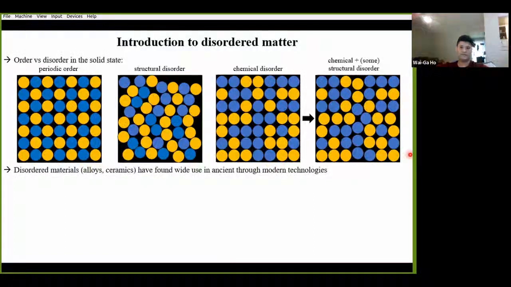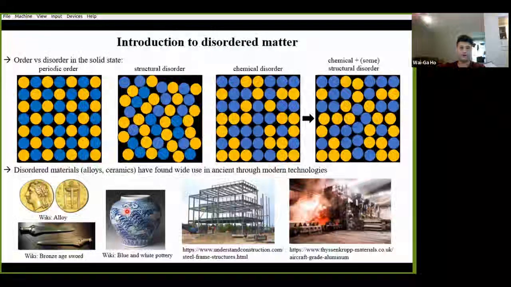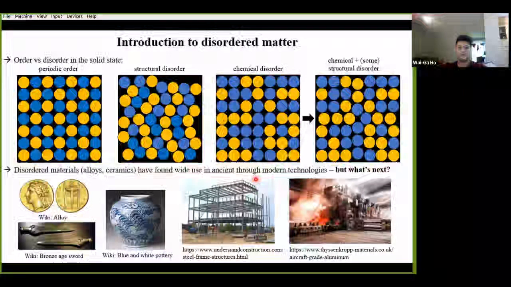Now, why is disordered matter useful to us? Well, they include the various alloys and ceramics that have served and continue to serve various useful roles in our technology. From ancient currency, weaponry, and pottery to modern steel infrastructure and aluminum alloy airplane components, these disordered materials have found their way into our daily lives thanks to some of their useful properties, which can include things like enhanced strength or hardness or resistance to different mechanical or thermochemical forms of degradation. These examples all cover from around the Bronze Age to 2023. So what's next?